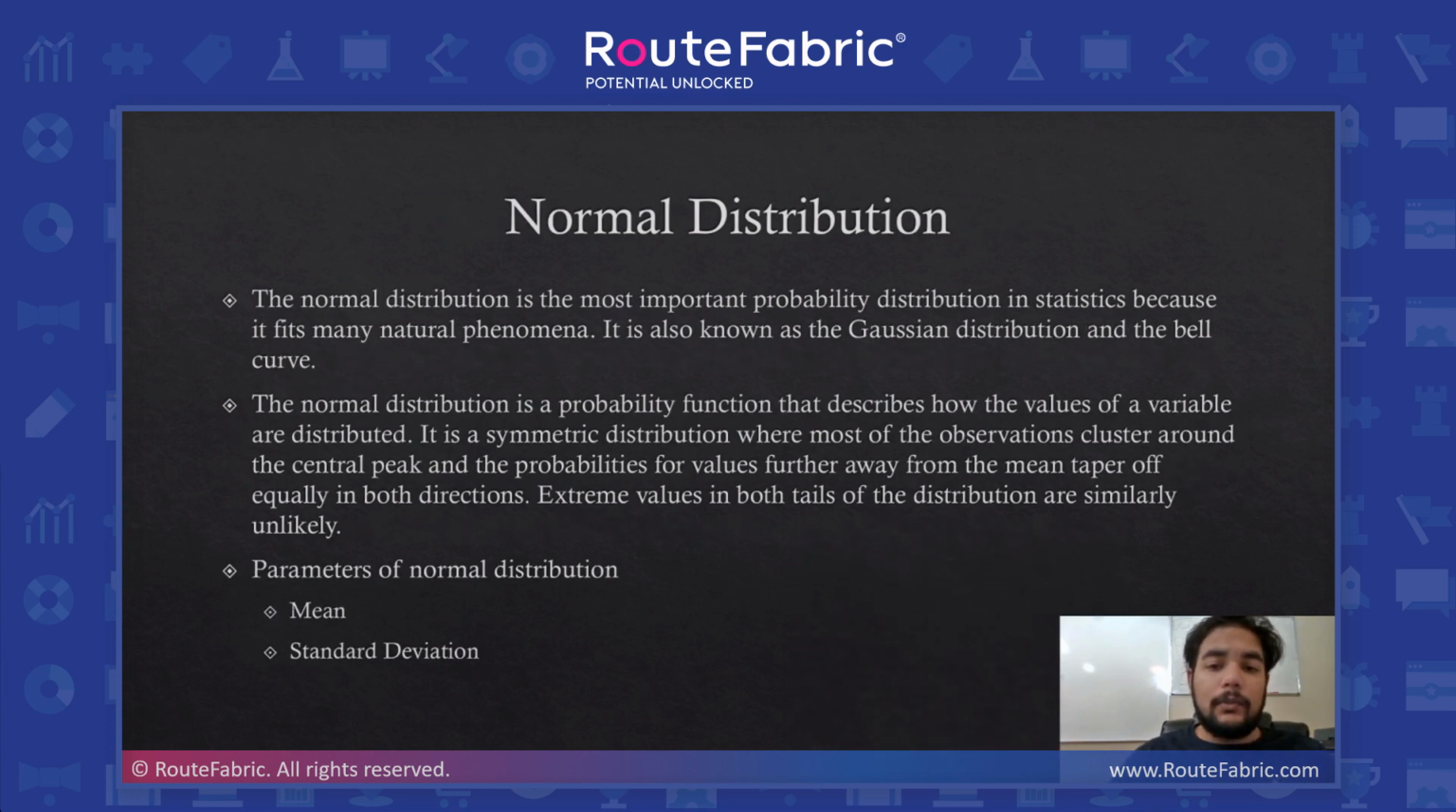Now let us look at normal distribution. Normal distribution is probably one of the most important probability distributions in statistics because it fits many naturally occurring phenomena. It is also known as the Gaussian distribution or the bell curve. The normal distribution is a probability function that describes how the values of a variable are distributed. It is a symmetric distribution, which means that there are mostly no outliers, and the center peak is where most of the data occurs. Farther from the center, the probability of values occurring in the far reaches or the edges is extremely unlikely.